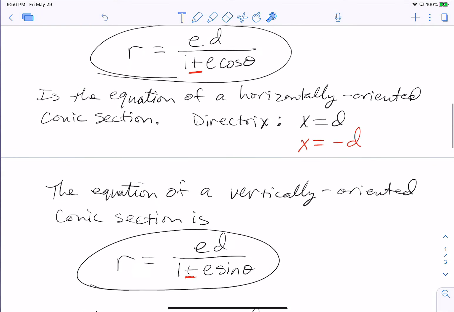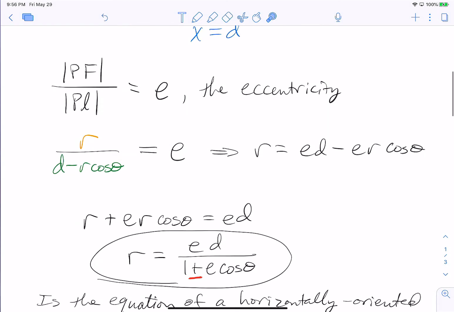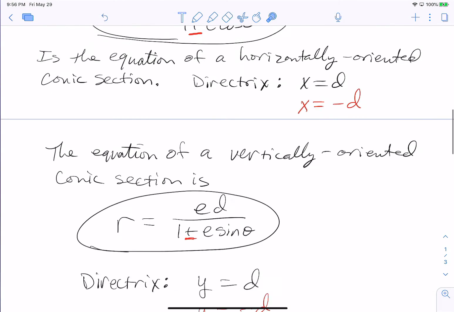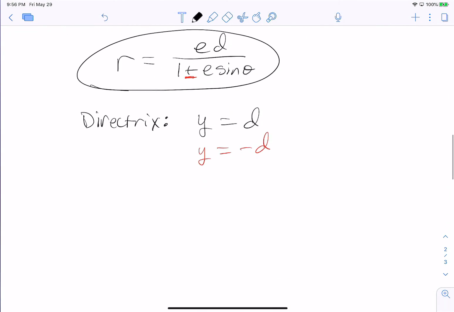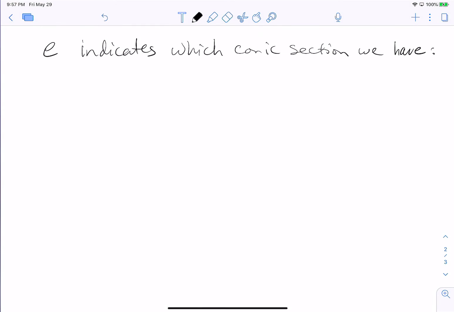Now, this is great. We have two equations, or really four if you consider the plus or minus. If I see an equation that looks like either one of these, with a sine or a cosine in the denominator, then I know it's a conic section. But which one is it? I told you this was a generic conic section. We didn't know if this was a parabola, ellipse, or hyperbola. The number e is what's going to tell us this. So e indicates which conic section we have.